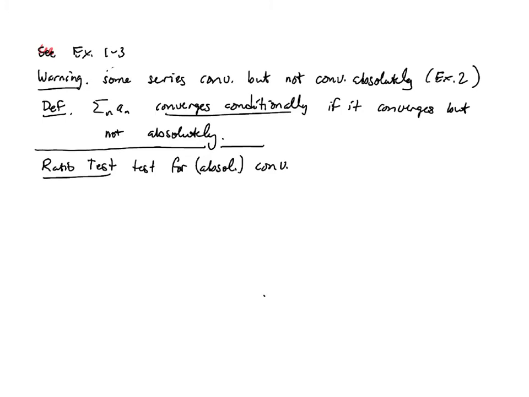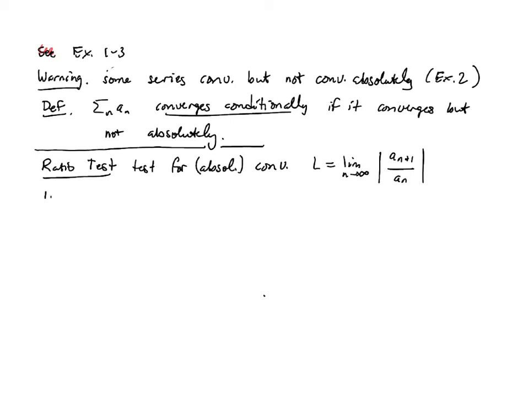So, for the ratio test you look at the following. You want to look at L, which is my letter for the limit, as n goes to infinity of the following ratio. We take the absolute value of the (n plus 1)th term of the series divided by the nth term of the series. And the ratio test has three pieces to it.